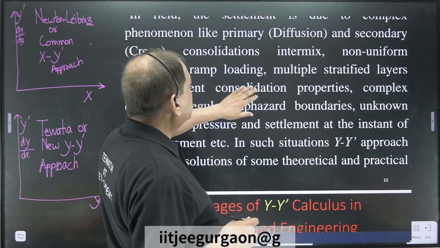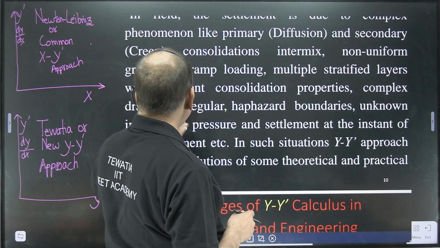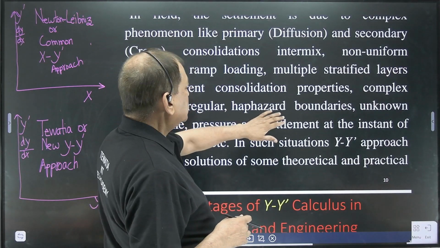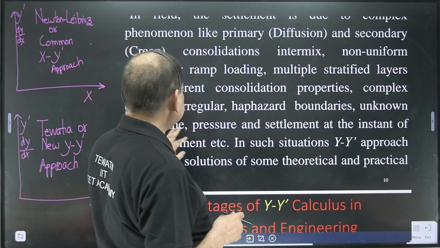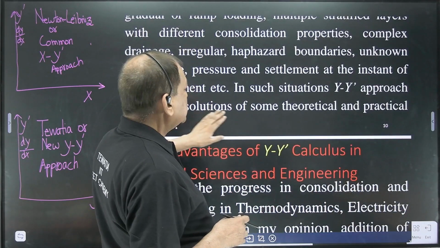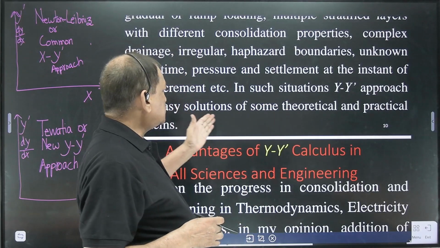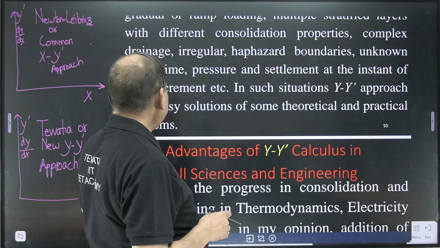Non-uniform gradual ramp loading, multiple stratified layers with different consolidation properties, complex drainage, irregular haphazard boundaries, unknown initial time, pressure and settlement at the instant of load increment. In such situations, the yy dash approach gives easy solutions of some theoretical and practical problems.